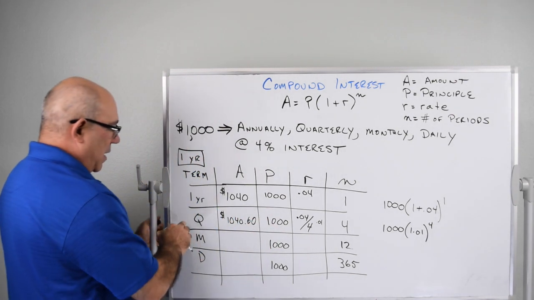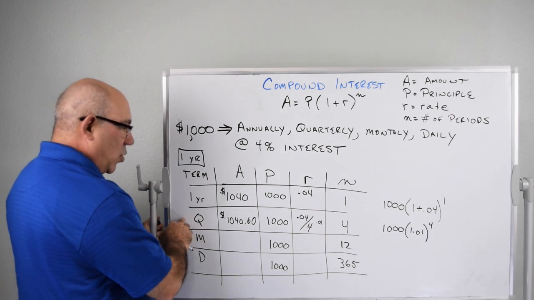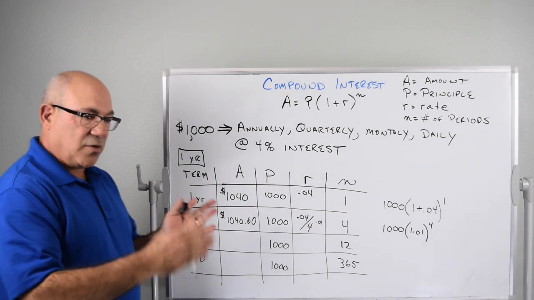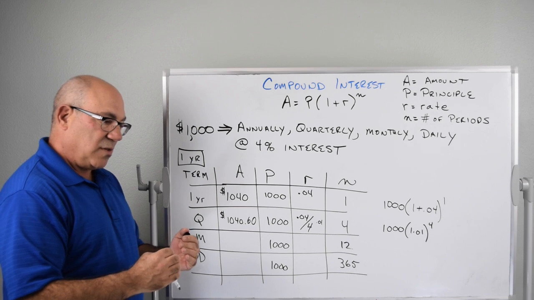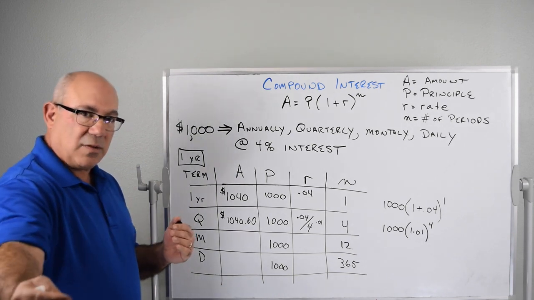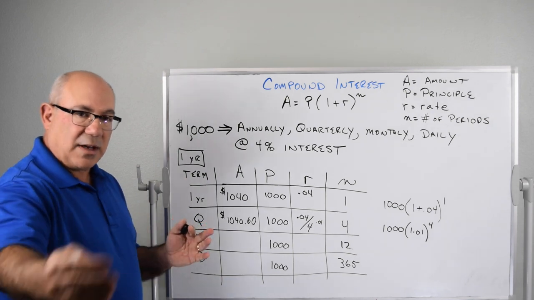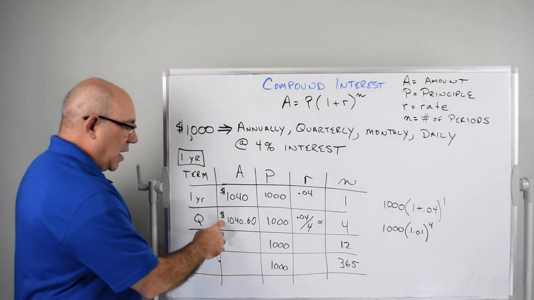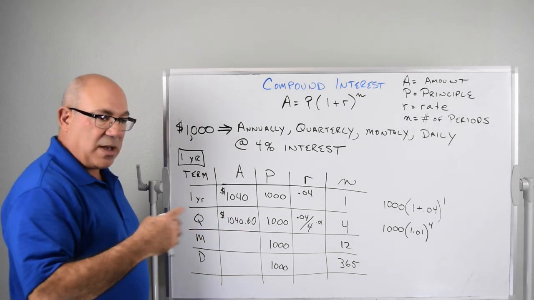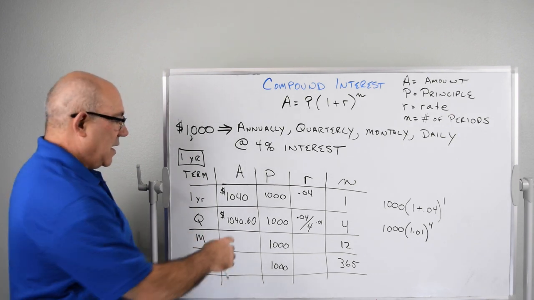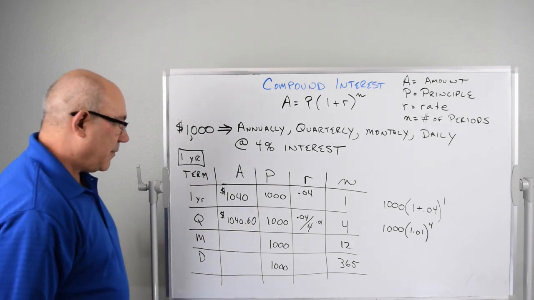So by compounding this quarterly, which means that after the first quarter we get some interest, we get that interest for the next 3 quarters. After the second quarter we get some interest, we get that for the next 2 quarters, and so on. By compounding the interest from each period before the last, you get an extra 60 cents.